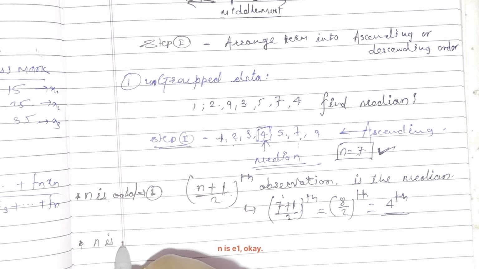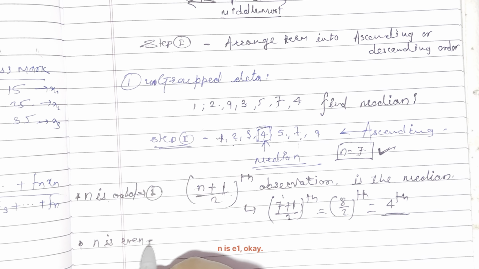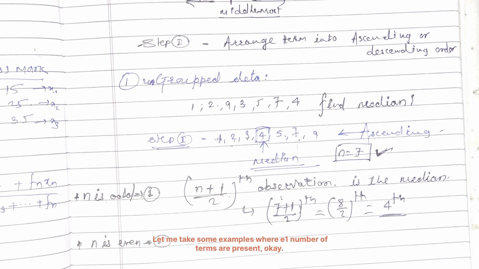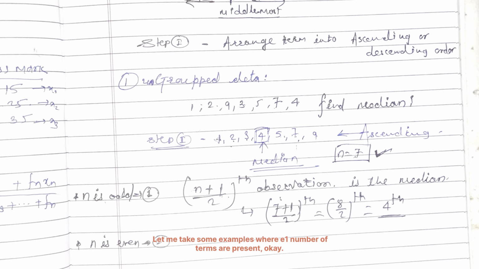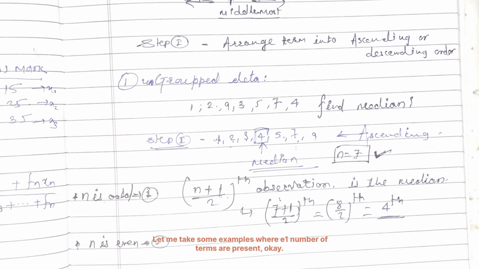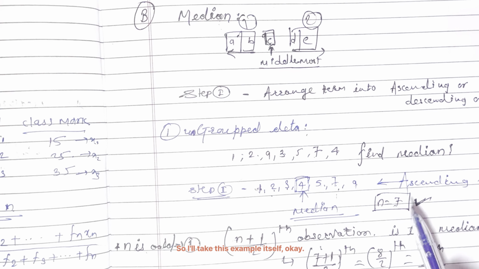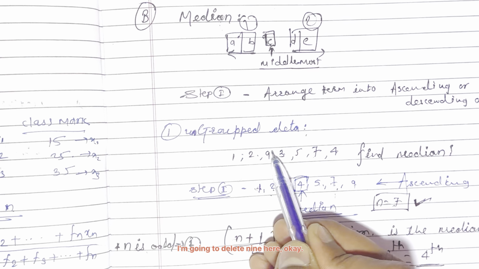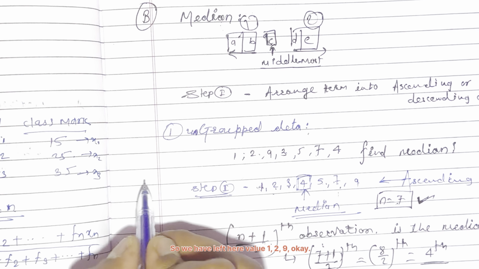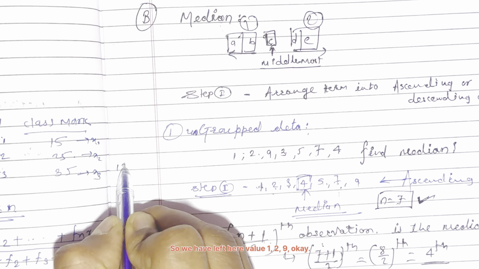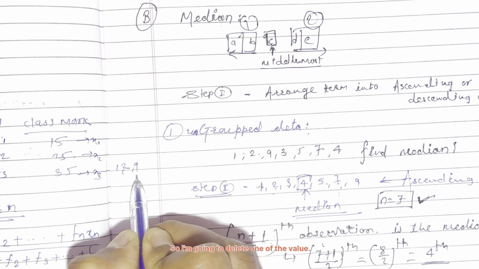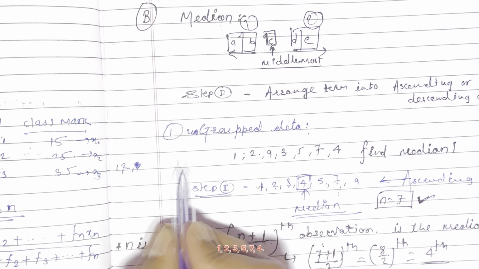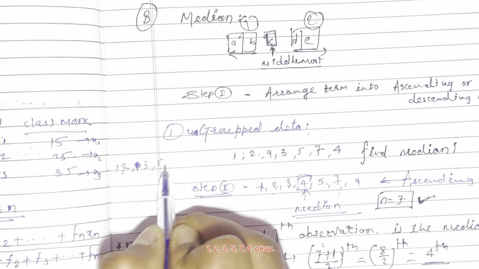When n is even, this one is our second formula. Let me take some examples where an even number of terms is present. I'll take this example itself and delete one of the numbers. I'm going to delete 9 over here. So we have 1 2 3 5 7 4.